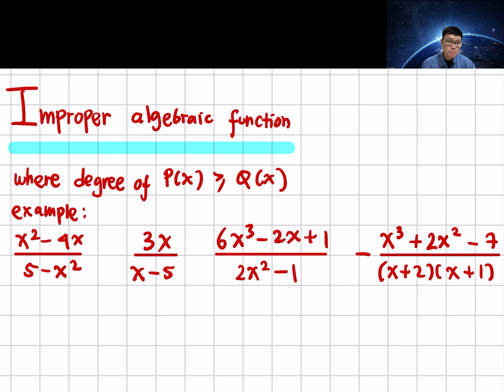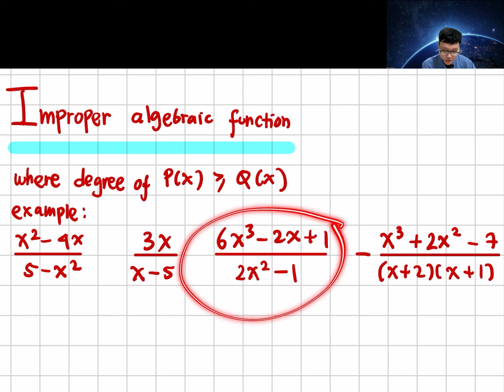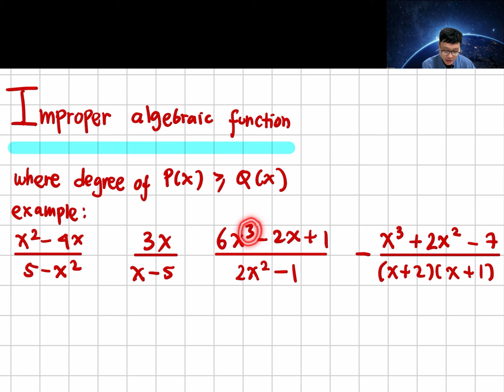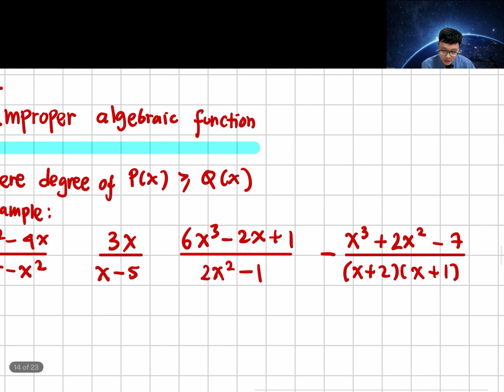When we say improper, it means that we can still simplify it further. We can divide the numerator by the denominator using long division, and you can still get a remainder. That's what it means by improper. While with proper, you cannot divide anymore. For the third one, the numerator degree is bigger than the denominator, 3 and 2. This one also, the numerator degree is 3, while the denominator degree is 2, because you multiply x with x, you get x squared.